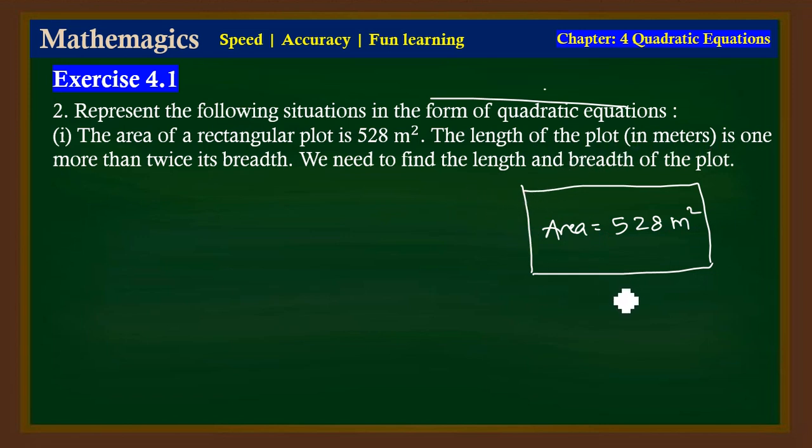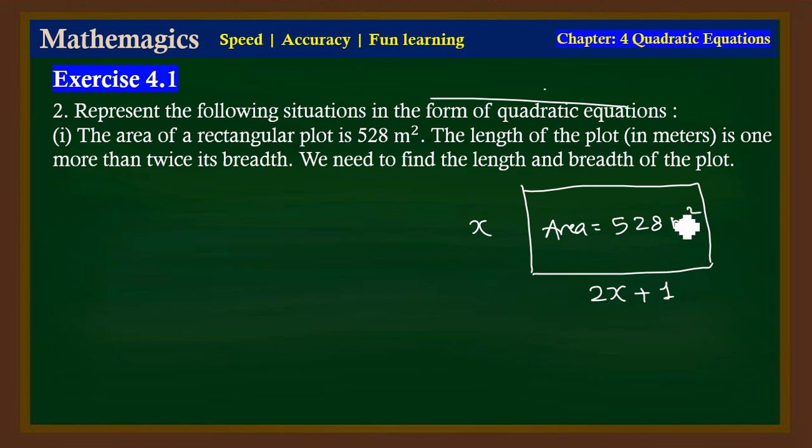So let us consider the breadth is equal to x. Sorry, breadth is equal to x. Then the length of the plot is 1 more than twice the breadth. So the length is 1 more than twice the breadth. I'm just writing it once again, there may be a little issue here. So that can be written as 1 more than twice the breadth, meaning twice the breadth, that is equal to 2x, and there is 1 more.